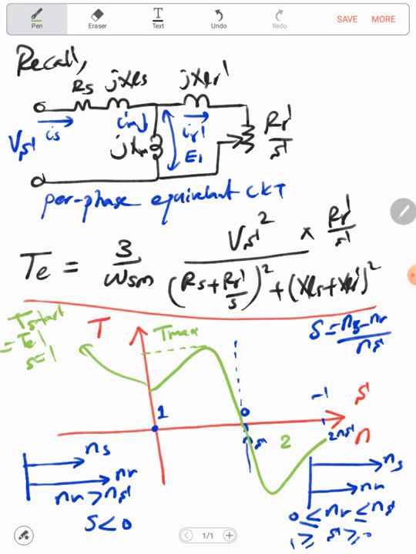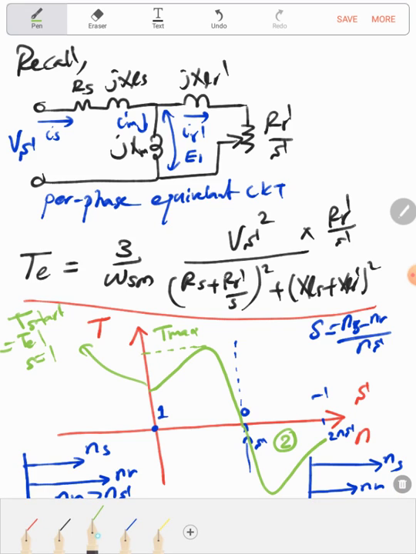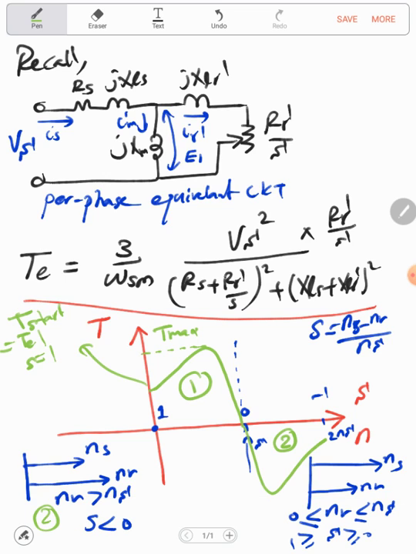So this is the 2. And this is the case 1. Where 1 is for motor action and 2 for the generator action.